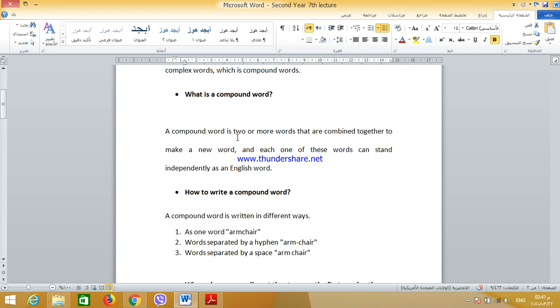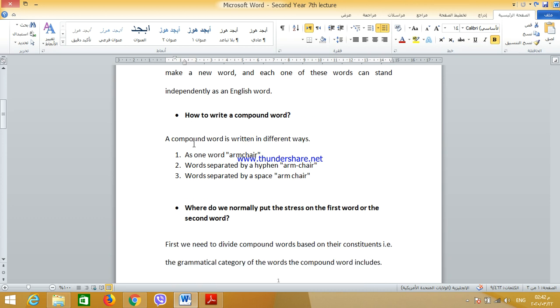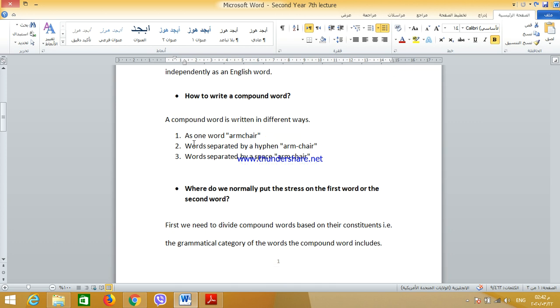A compound word is two or more words that are combined together to make a new word, and each one of these words can stand independently as an English word. So now we are not talking about stems and affixes, we talk about independent words. Now, a question might be raised here: how to write a compound word? Actually, we have more than one way.